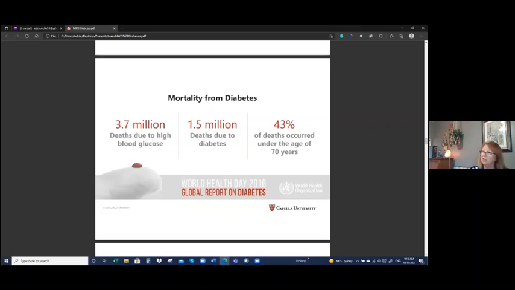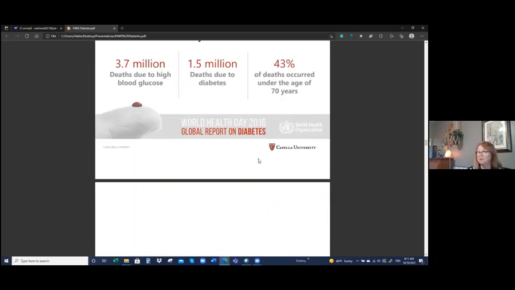1.5 million just due to diabetes, but 43% of those deaths, almost half, are in people under the age of 70. Those people should be out there working, should be the wage earners supporting their family. They're dying. And they didn't just drop dead. So on this journey, all those years they're chronically ill and losing wages.